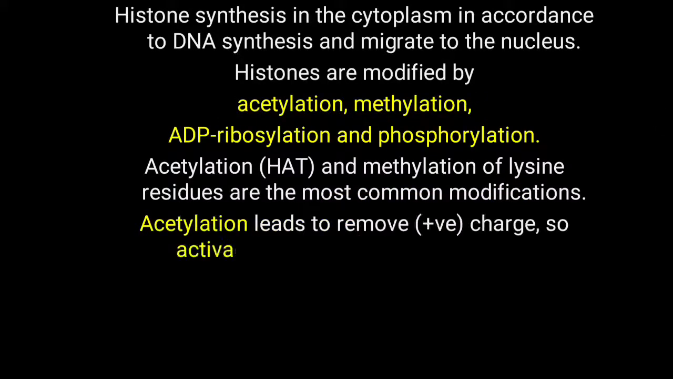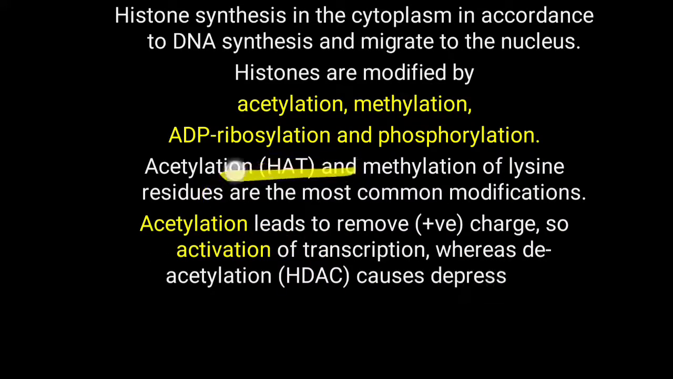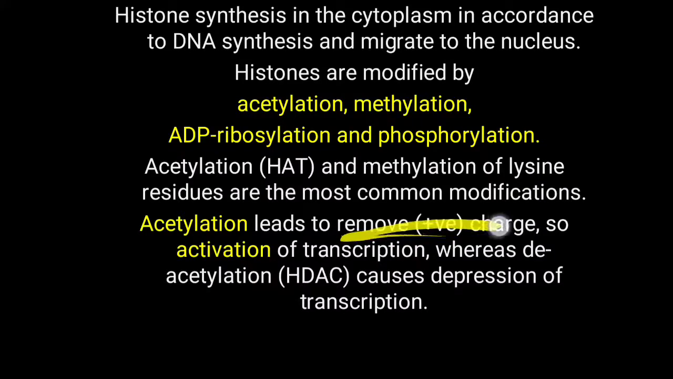Further, acetylation, which occurs with the help of the histone acetyl transferase enzyme, leads to the removal of the positive charge over the histone. Suppose the positive charge of the histone is removed, then what happens? Removing the positive charge removes the attachment of the DNA to the histone, so the DNA is separated. When it is separated, it is possible to transcribe. So activation of transcription is possible by removing that positive charge, and the positive charge is removed by acetylation.